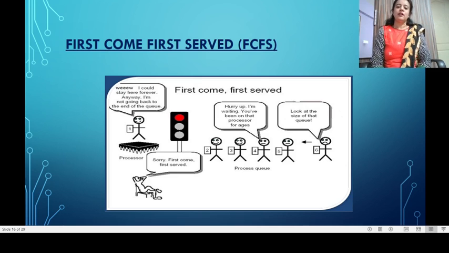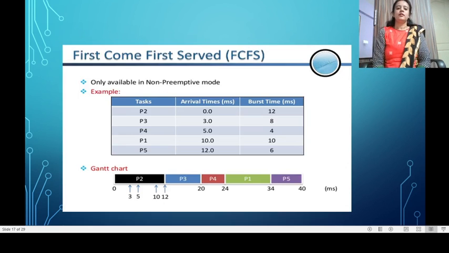This is how all the processes are in the ready queue. Process P1 comes first and is given the chance to execute by the CPU first. All the other remaining processes should wait until process P1 completes its execution. The first come first served algorithm is only available in non-preemptive mode. This is how we will understand this CPU scheduling by one example.